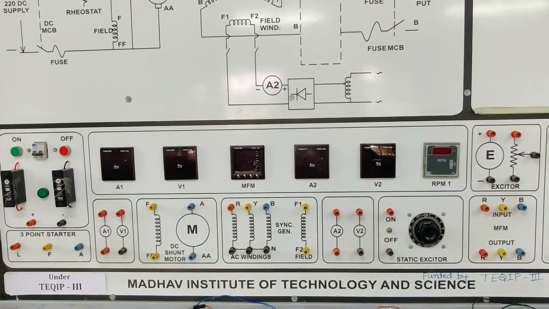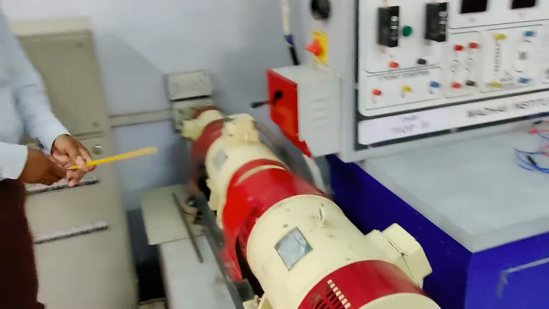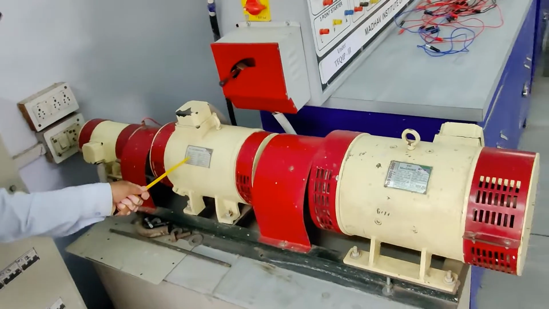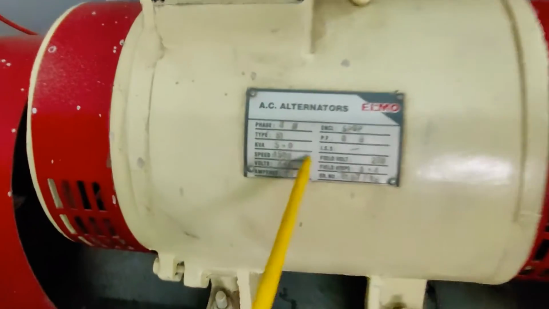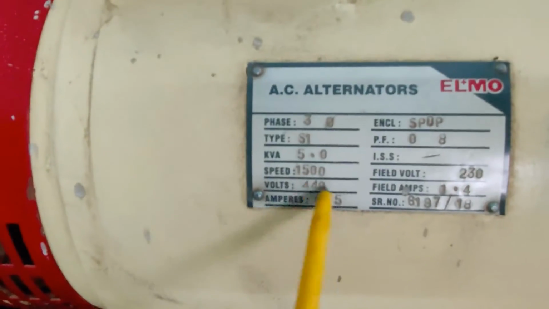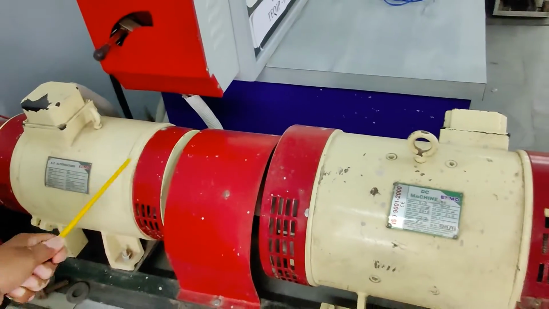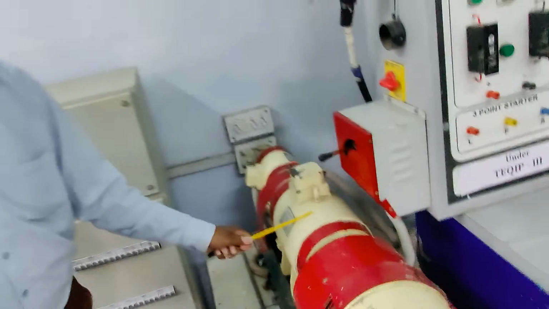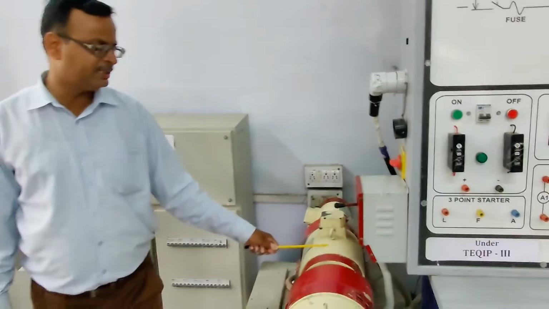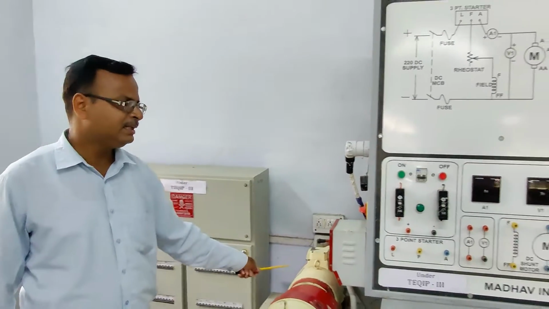Next equipment, this one is the synchronous alternator. We have a 5 kVA alternator, with 1500 RPM synchronous speed. This is mechanically coupled to the DC motor. The DC motor is working just like a prime mover of this alternator. On these machines we have to perform two tests, the open circuit test and the short circuit test. Basically these two tests are performed for finding the regulation of this alternator.